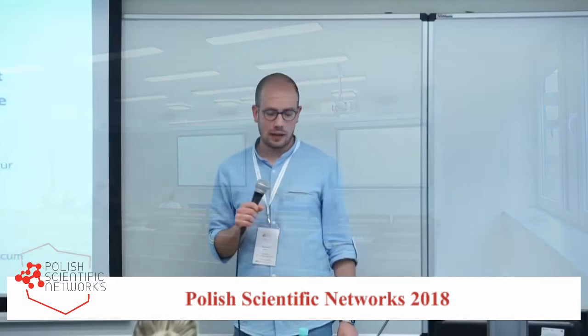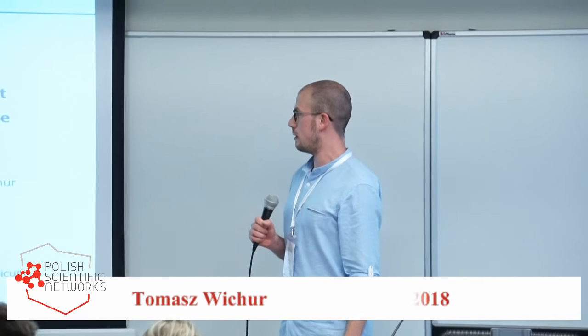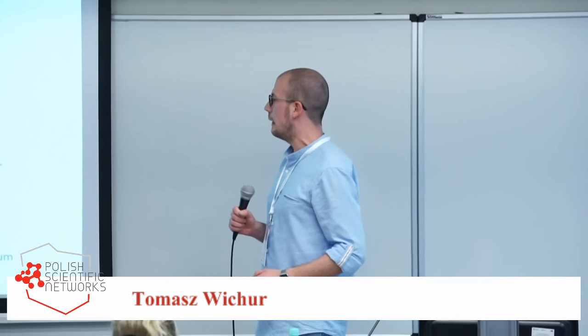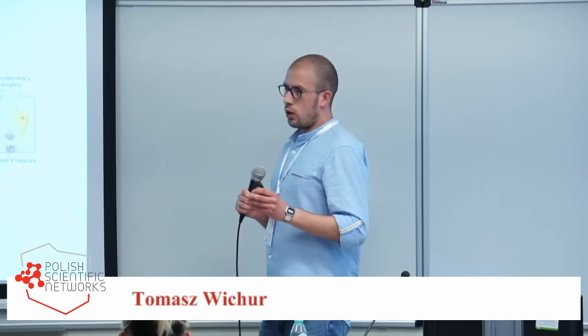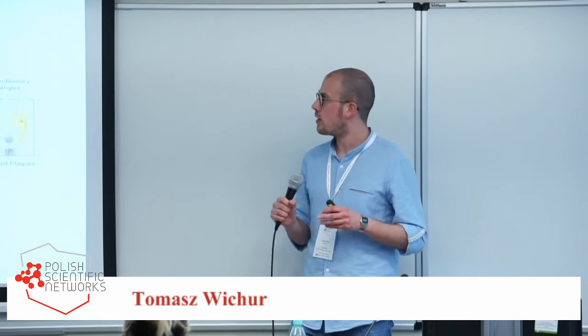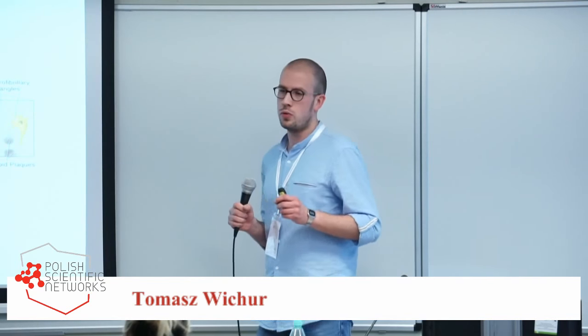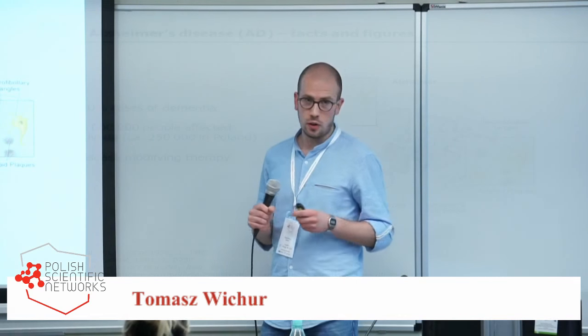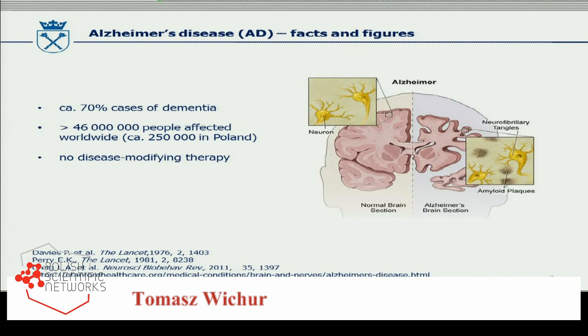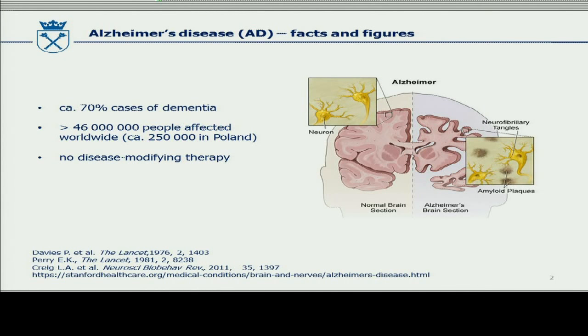Today I'm going to talk about search for multifunctional ligands aiming at symptoms and causes of Alzheimer's disease. To start with, I want to say some facts and figures about the disease, but I also want to stress the fact that it is a very serious healthcare problem, as there is no disease-modifying therapy of the condition, which is responsible for about 70% of cases of dementia, and there are nowadays more than 46 million people worldwide affected with the disease. And as you can see in this cartoon, Alzheimer's disease causes death of neurons.